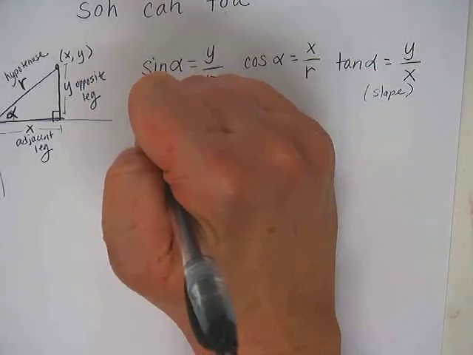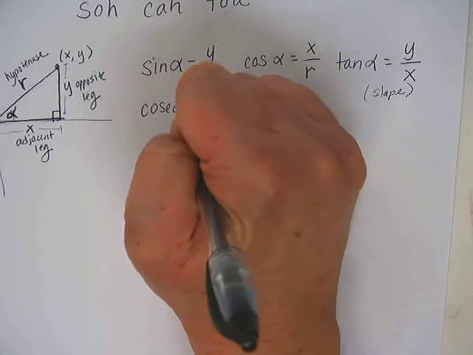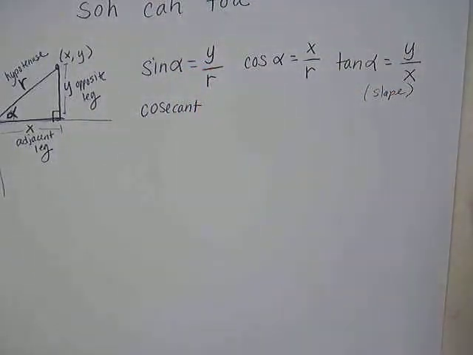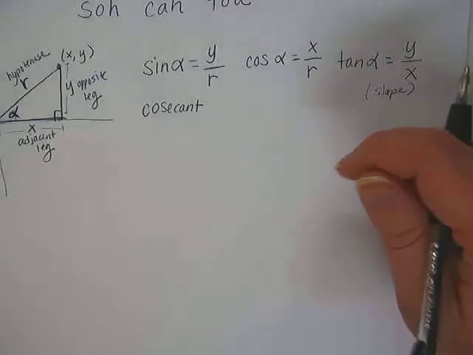Okay, now I'm glad you know sine, cosine, and tangent, but you also need to know these three things. This one is called cosecant.